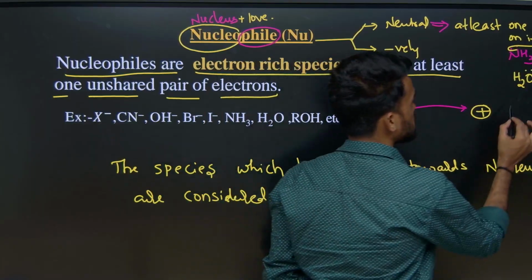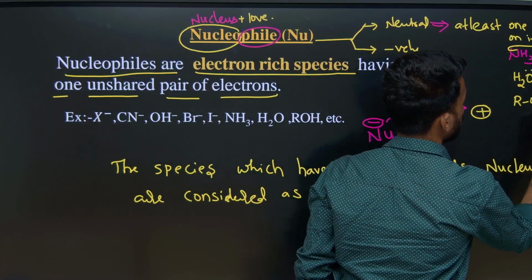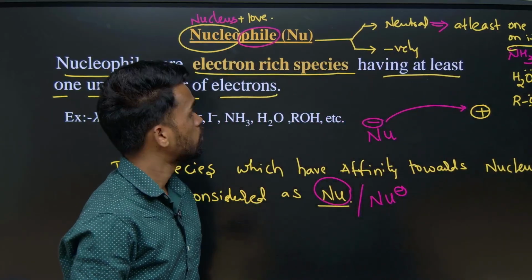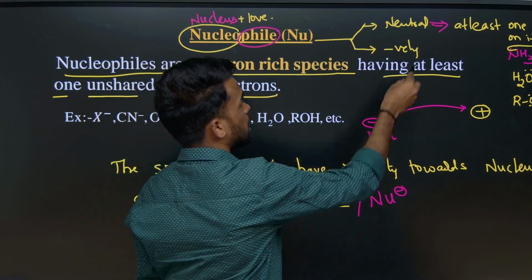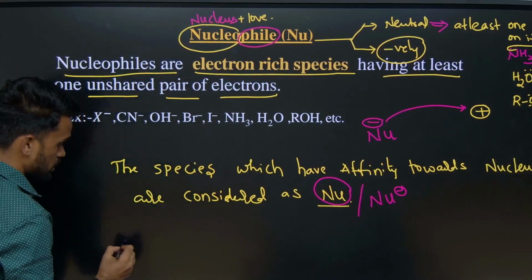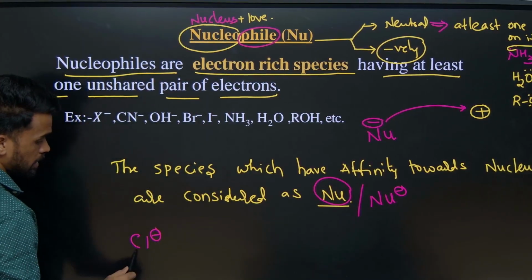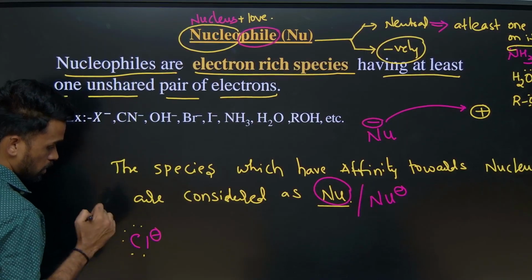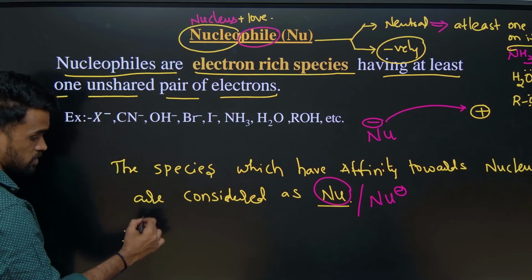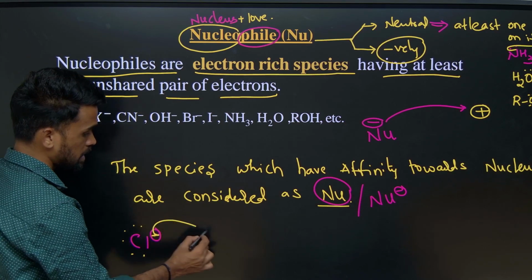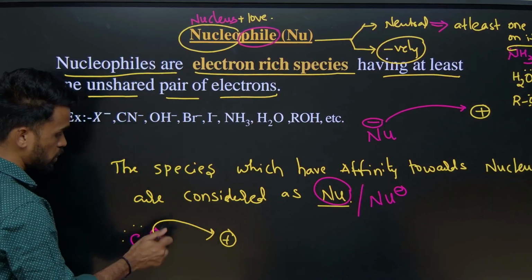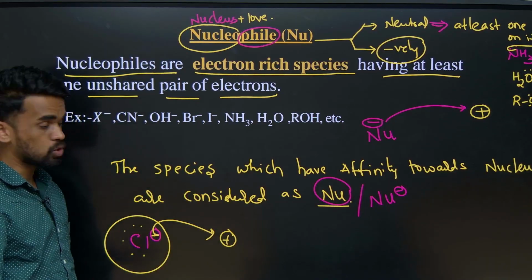Any species which contains lone pair electrons can be considered a neutral nucleophile. So what about negatively charged species? Here is a halogen, just now I told you Cl minus. It has lone pair electrons as well as a negative charge. Since it has a negative charge, which is highly electron dense, it easily attacks the positively charged nucleus. So I can say this species is a negatively charged nucleophile.